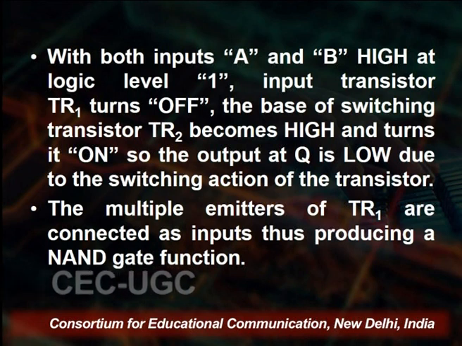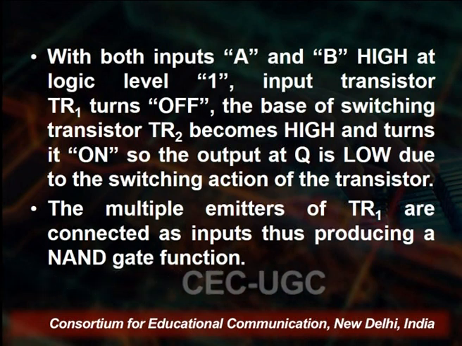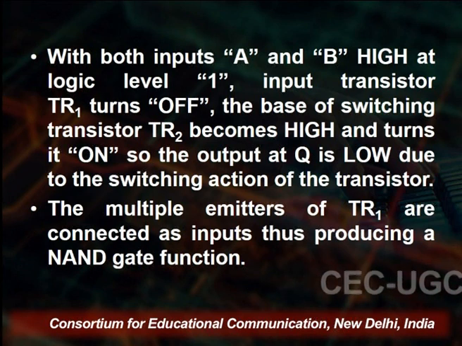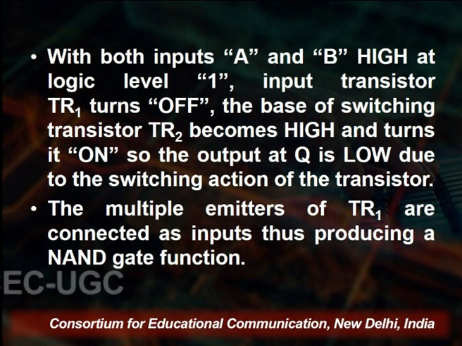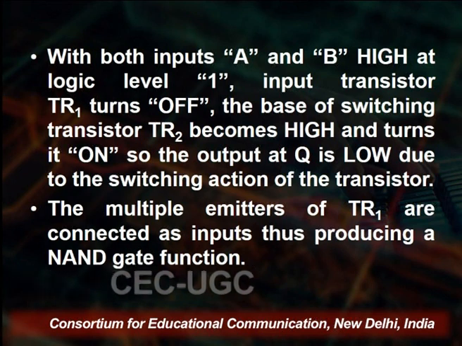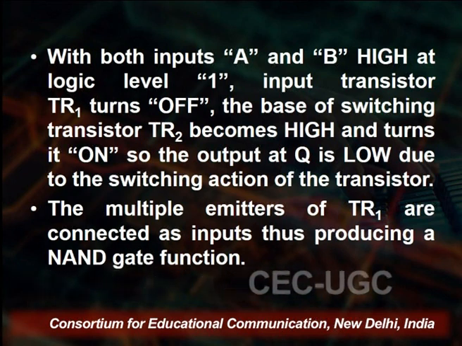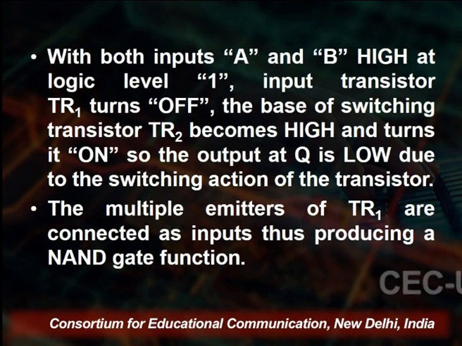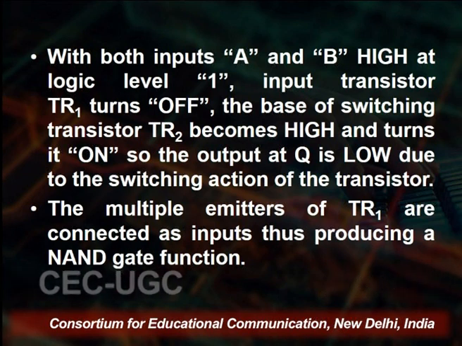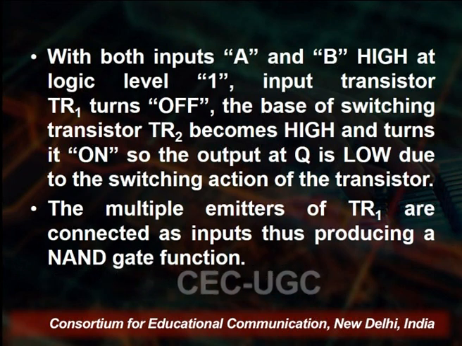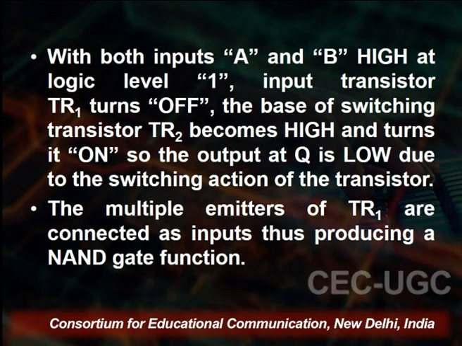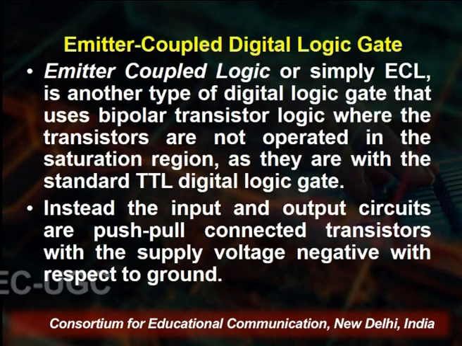When both inputs A and B are high, the logic level will be high. Input transistor TR1 turns off, the base of the switch transistor TR2 becomes high and turns it on, and so the output at Q is low due to the switching action of the transistor. The multiple emitters of TR1 are connected as inputs, thus producing a NAND gate function.